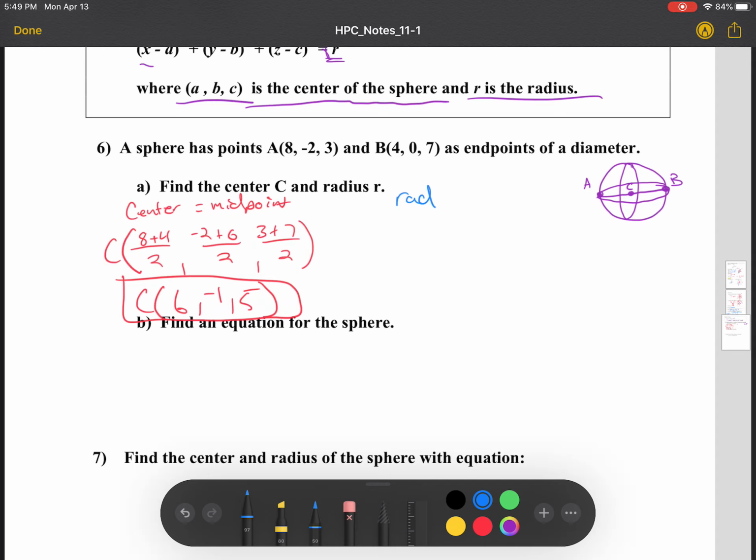Now the radius. The radius is the distance from the center to B or A. So we'll just say to B for this one, right? The radius is from the center out to one of those side points. So all we have to do is use our point-to-point distance formula.